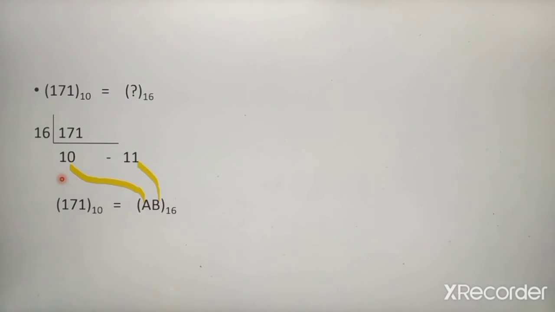So finally, we can write the result from the last quotient value. The last quotient is 10. We are not able to write that same 10; we have to convert it into alphabets. So the alphabet for 10 is A. So A is equal to 10.